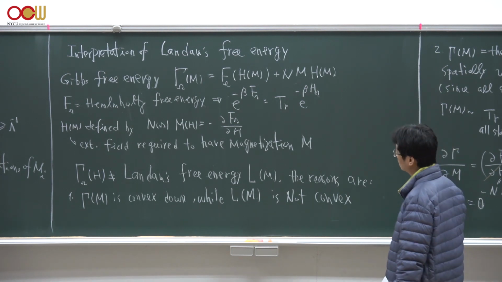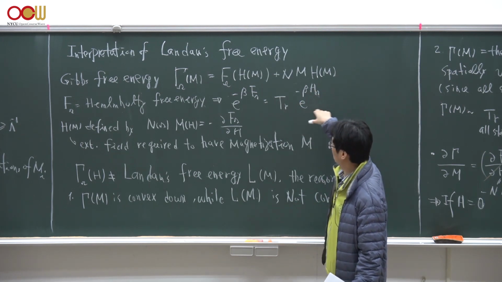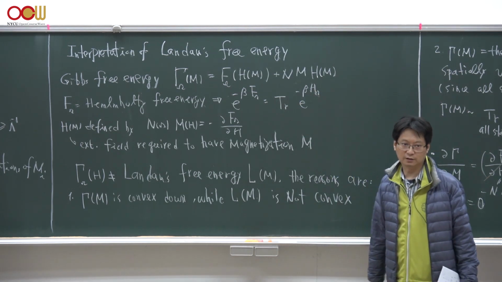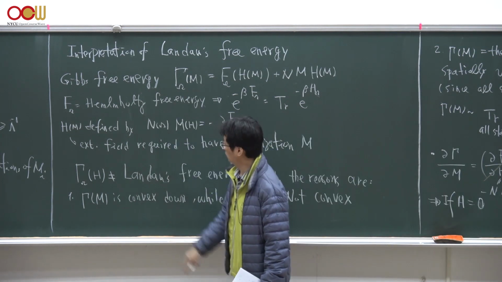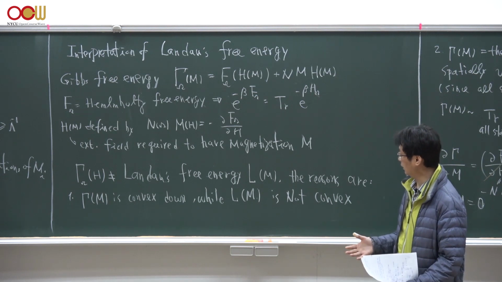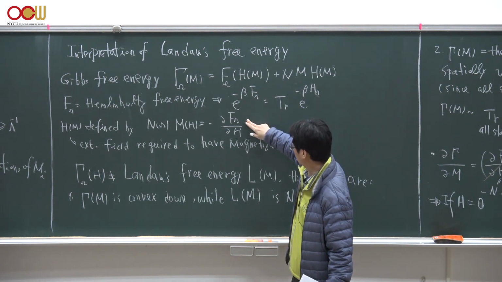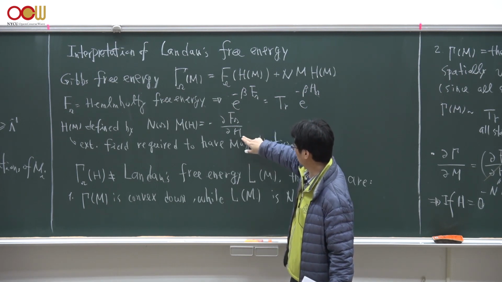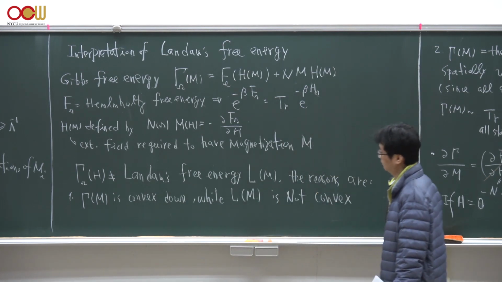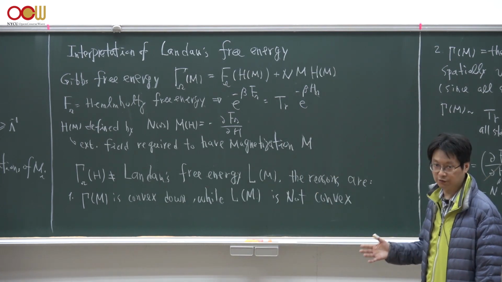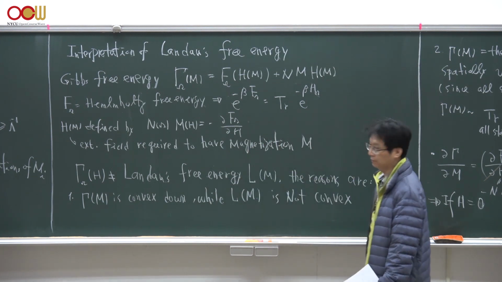We define this Helmholtz free energy by simply tracing over the Hamiltonian H of your statistical system. Remember that the external field, which is a function of magnetization, is defined by the equation minus partial F partial H, where H is the external field, equals the number of spins multiplied by the magnetization. In other words, the external field is the field that is required to have such a magnetization M.